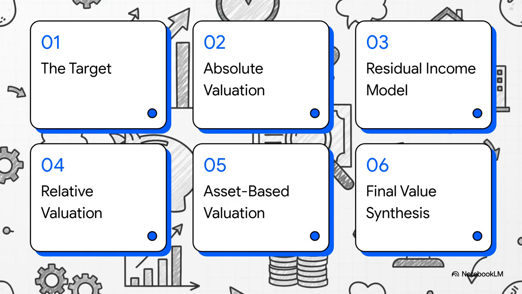Okay, here's the game plan for this case file. We'll start with the target profile, then move through absolute valuation cash models, the residual income model, relative valuation, asset-based valuation, and finally, we'll synthesize it all to get our final intrinsic value.